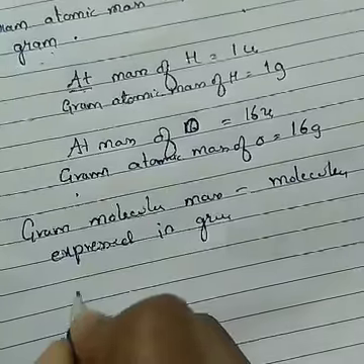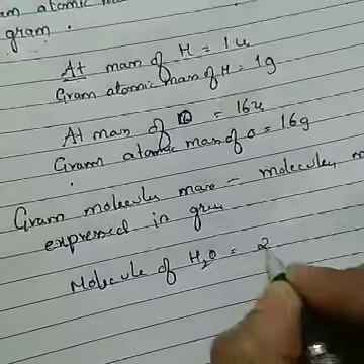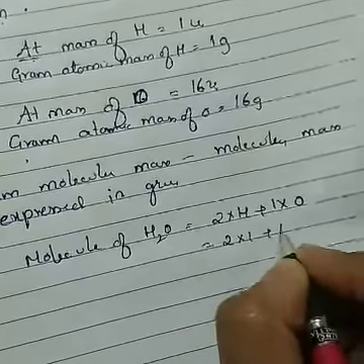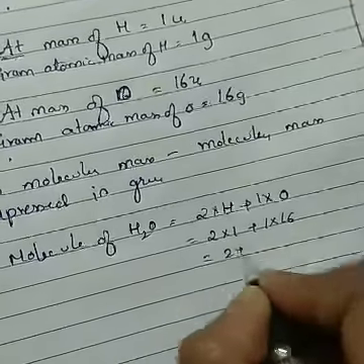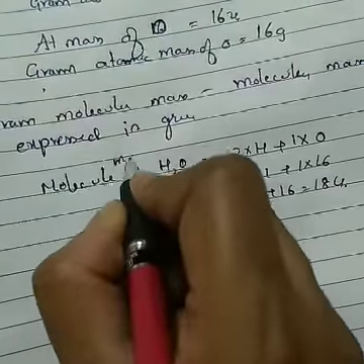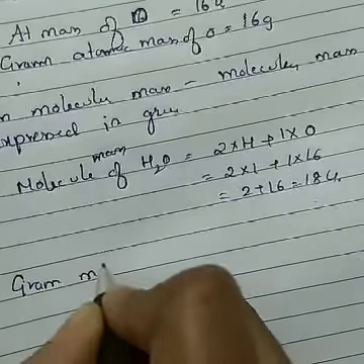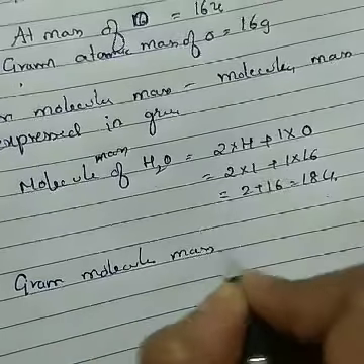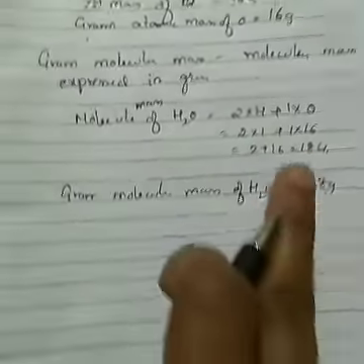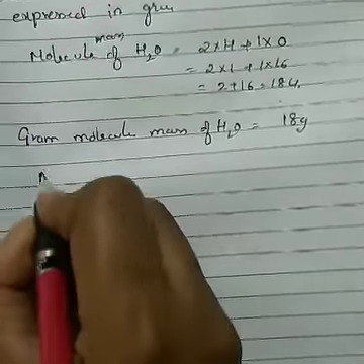So what is the molecular mass of water? Calculate. That is 2 into hydrogen plus 1 into oxygen. 2 into 1 plus 1 into 16 is 2 plus 16, 18 U. So molecular mass of water is 18 U. Then gram molecular mass is 18 grams of water. So you have to calculate the molecular mass first, and then in gram molecular mass you will be writing the grams.